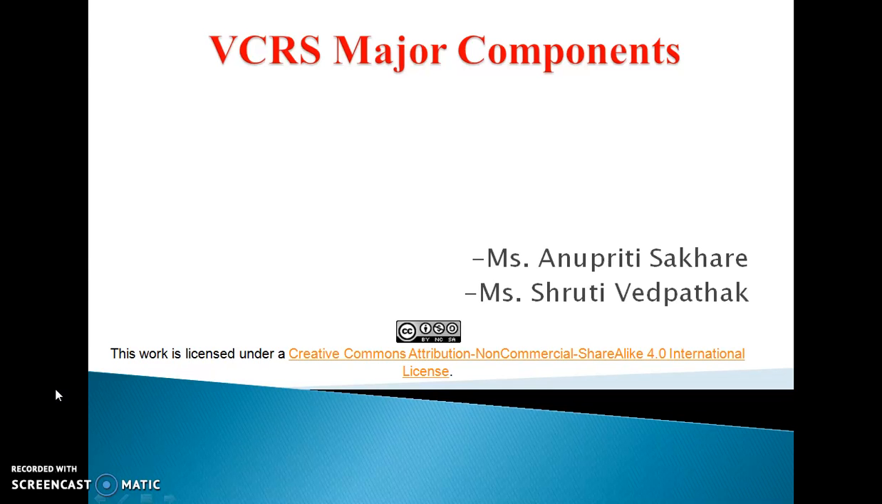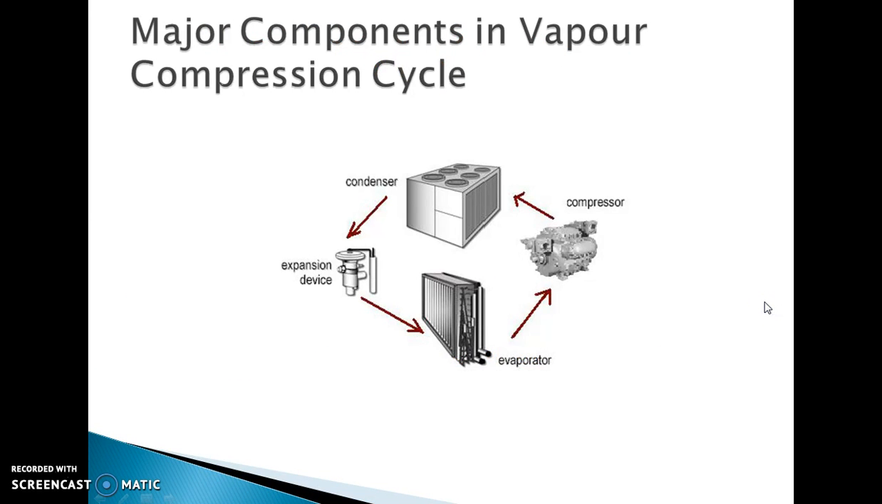As per the components shown in the figure, the major components of the vapor compression cycle are compressor, condenser, expansion device, and evaporator. The function of each component we have already learned in part 1 of the vapor compression cycle. So in this session we will learn a detailed study of each component. We will start with the evaporator.